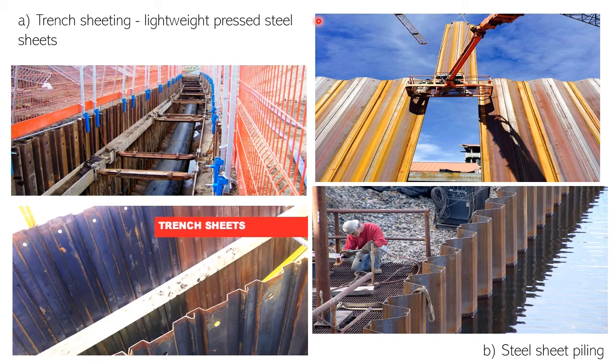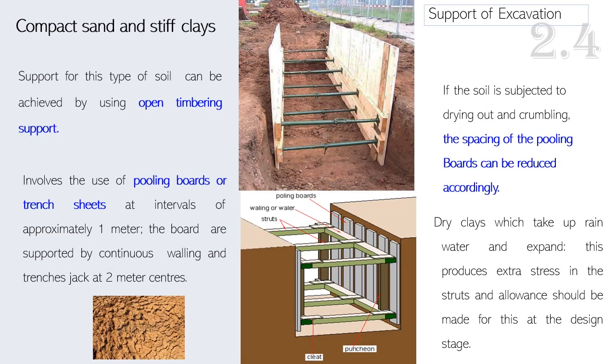The picture illustrates the trench sheeting, which is the lightweight pressed steel sheets. For the second type of soil, which is the compact sand and stiff clays, support for this type of soil can be achieved by using open timbering support.